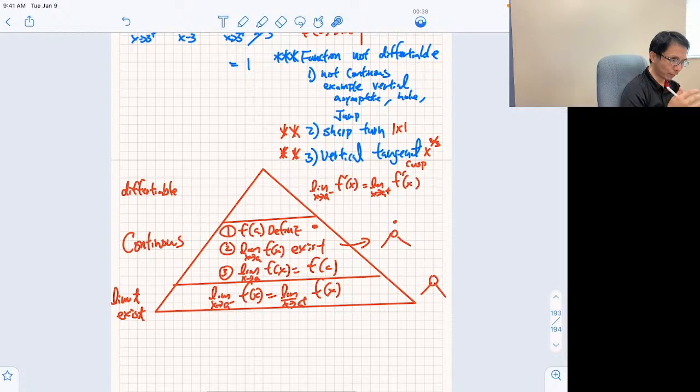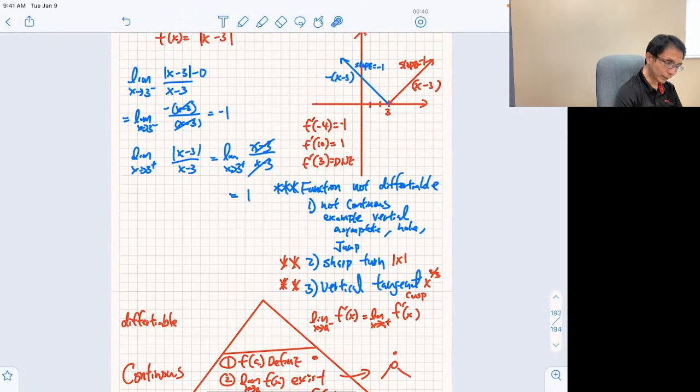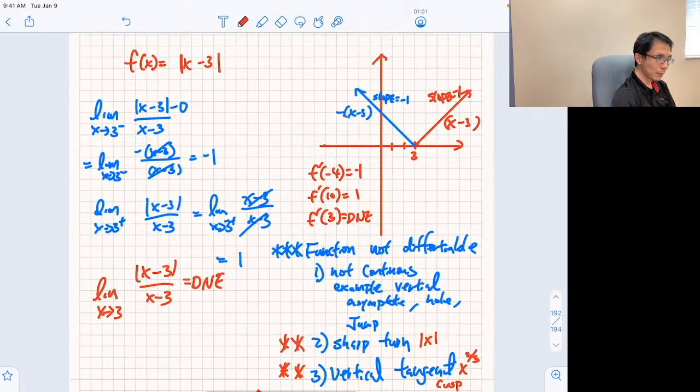Now let's talk about here. Therefore, the limit as x approaches 3 of absolute value of x minus 3 over x minus 3 does not exist. If you approach from one side, it's going to be -1, and from the other side it's going to be +1. But you can also tell by looking at the slope. The slope here is -1, the slope here is +1, but at this point the function isn't defined. So the function is not differentiable.